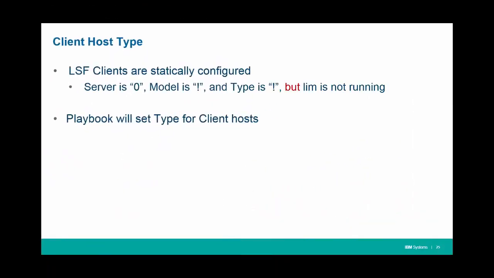Another change, in the client host type, is that we statically configure the LSF clients. So the server type is set to 0, so it's not a server. The model in the configuration file was set to exclamation, and the type was set to exclamation. So essentially, we were going to automatically determine it by running the lim daemon on there. But because this is a client, we don't do that. So we have modified the playbook so that we will automatically set the client type in the configuration file, so it's statically configured. So now when you bsub from a client host, you don't have to specify that the type is all.